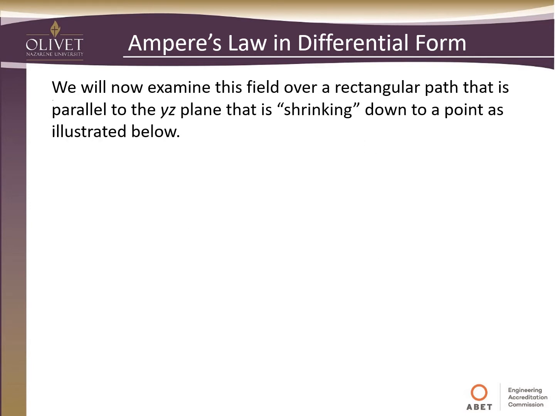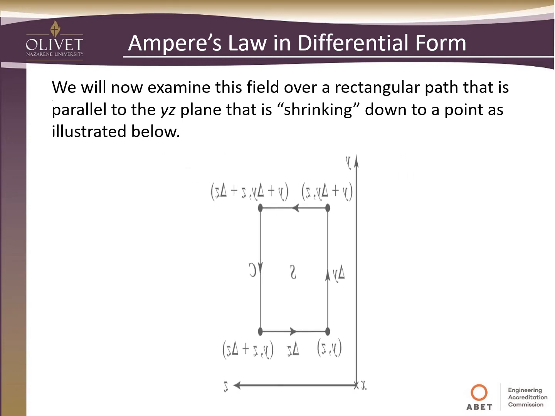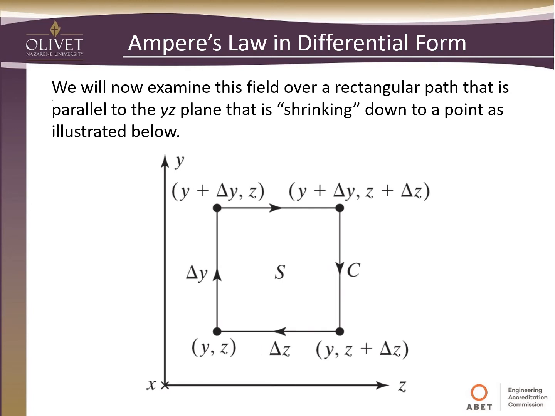So again, just as we did before, we want to define this rectangular path in the YZ plane that we're going to shrink down infinitesimally small. So again, we'll start at some arbitrary point Y, Z. We'll vary Y from Y to Y plus delta Y and Z from Z to Z plus delta Z. So that gives us our length and width of the rectangle as delta Y, delta Z, and the ending point of Y plus delta Y, Z plus delta Z.